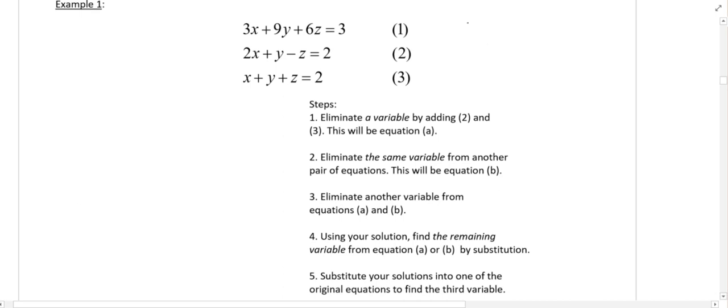So step 1, okay, you're going to look at your 3 equations. You're going to eliminate a variable by adding 2 of your equations. So what we're going to do is we're going to add 2 and 3 together to eliminate a variable, because we can look at this quickly and see that we can eliminate these z's.